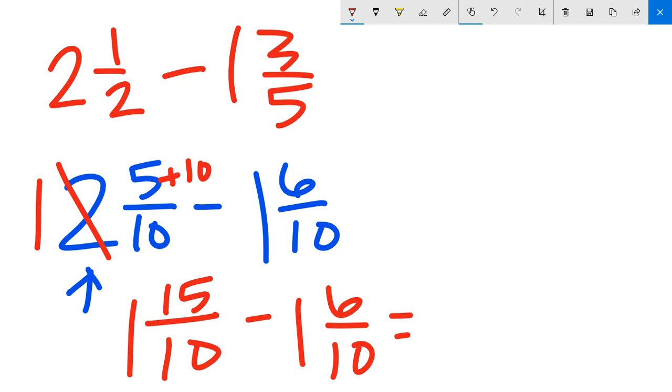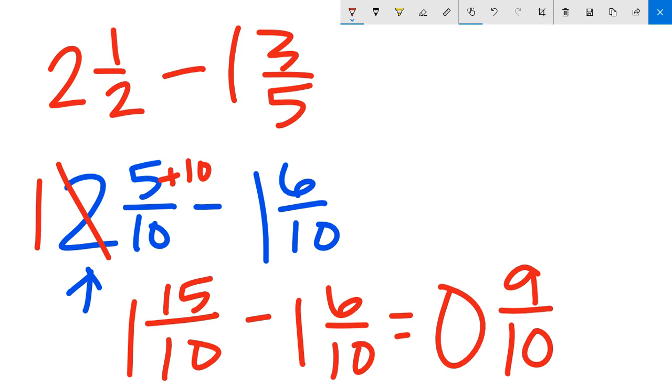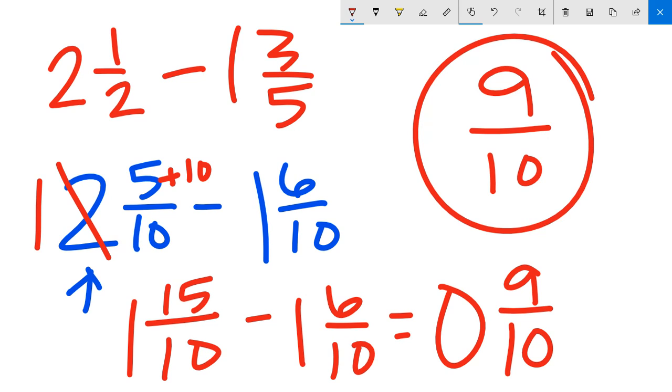So now I can subtract pretty easily. 1 minus 1 is 0, so I know that whole number won't matter. 15 minus 6 is 9. 10 minus 10, well, you don't do that. The denominators stay the same, so 9 over 10. So my final answer is 9 over 10.